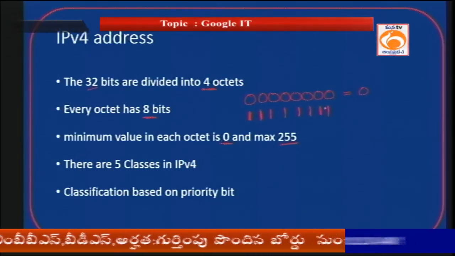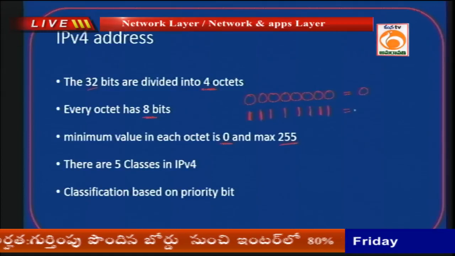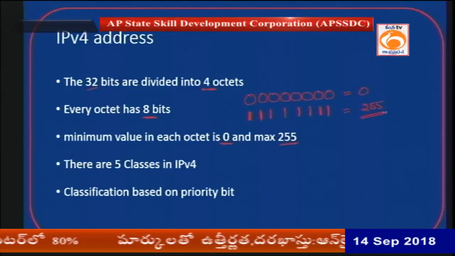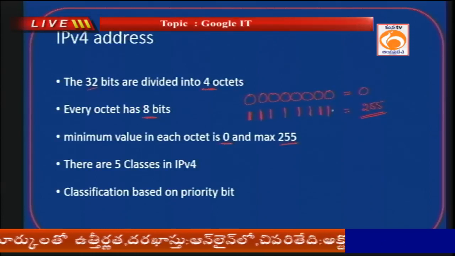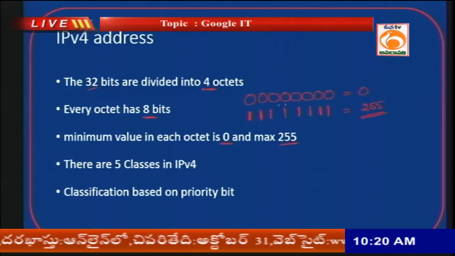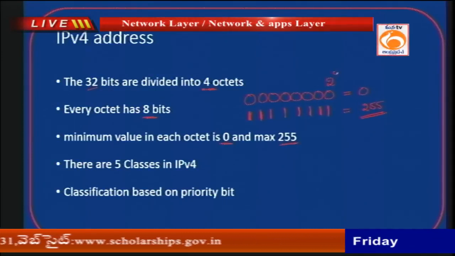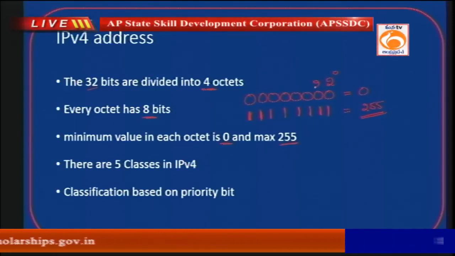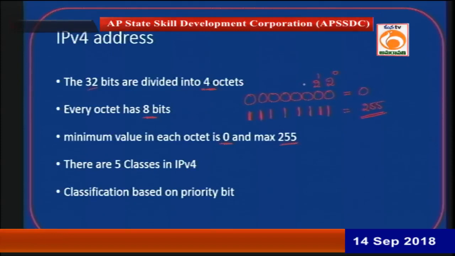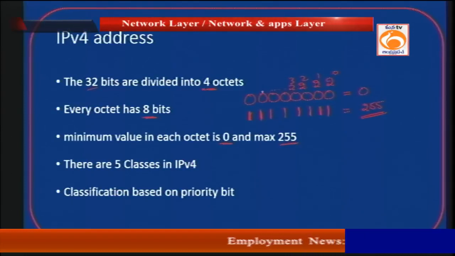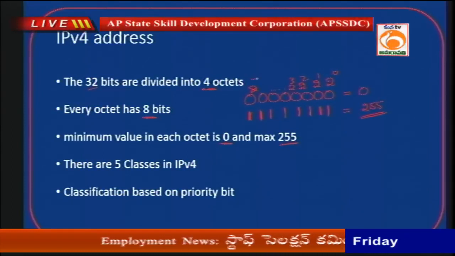There are 8 bits, and if all the 8-bit values are 1, then this value will be 255. So, you may be wondering how did we get this value 255? Because this is a binary number system, the first bit value is 2 to the power of 0, the second bit value is 2 to the power of 1, the third bit value is 2 to the power of 2, the next bit value is 2 to the power of 3, and so on, and the last bit value is 2 to the power of 7.